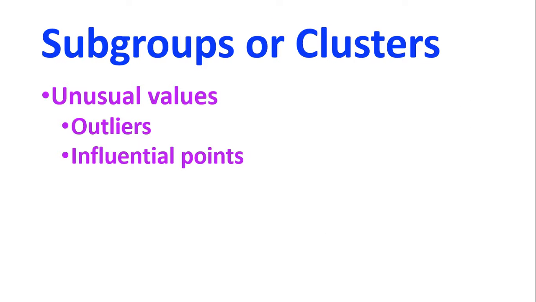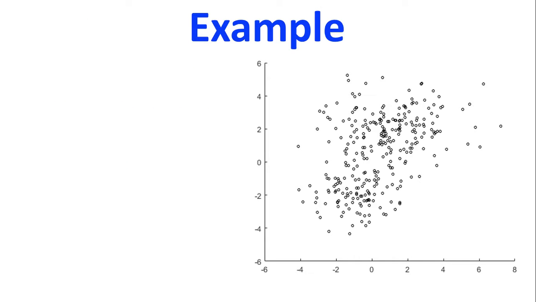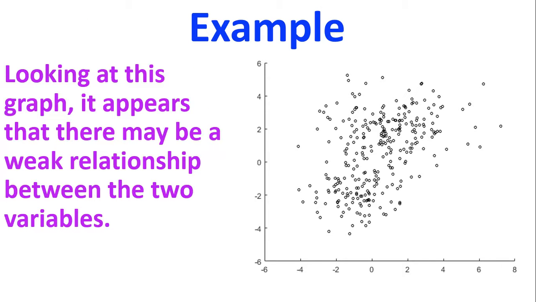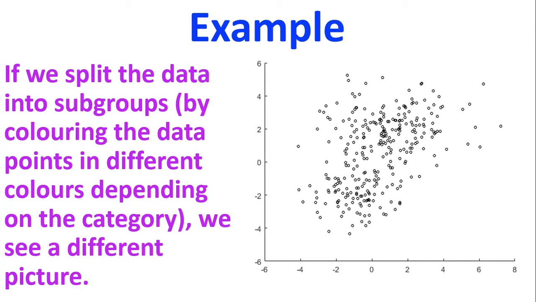Now on to looking at subgroups, which is sometimes called clusters. So here's an example, and when I look at this graph, it looks like there might be a weak relationship between these two variables, because there's a lot of scatter going around. That's about all I can say: a really weak linear increasing relationship.